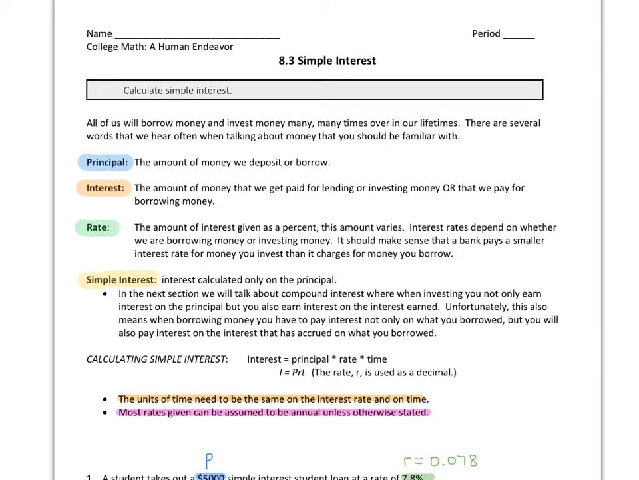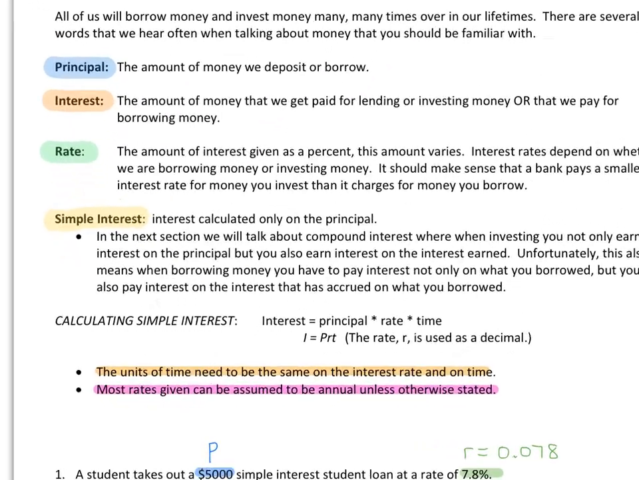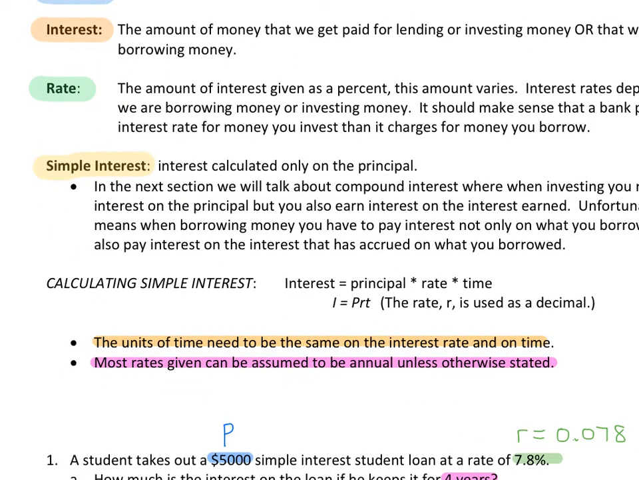So calculating simple interest is our formula right here. Simple interest is equal to the principal amount, P, times our rate, which is a decimal again, times our time. So it's I equals P times R times T. One thing to keep in mind that's very important: units of time need to be the same on the interest rate and on time. Most rates given can be assumed to be annual unless otherwise stated. So it's an annual rate typically.